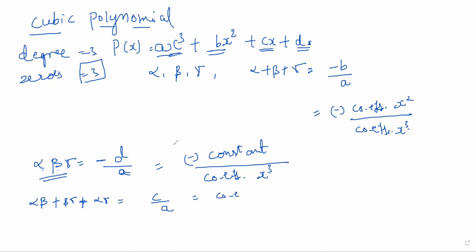See, wherever you have minus, you have to put minus sign. Here it is plus sign, so put plus sign. Coefficient of x by a is coefficient of x cube. So these are the relations between zeros of the polynomial and the coefficients of the polynomial.